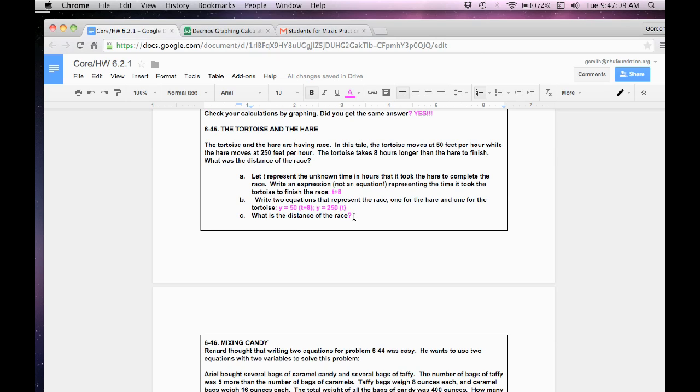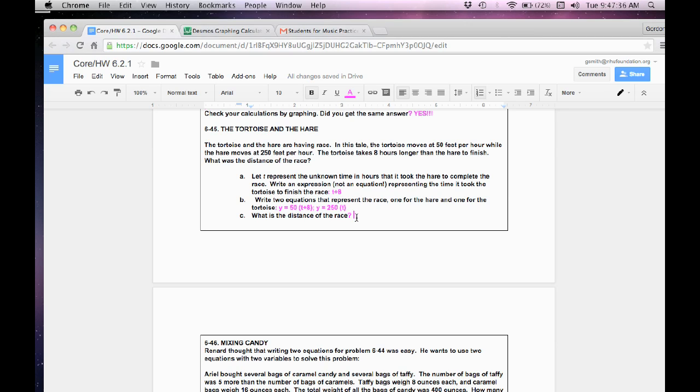Okay, so we have these two equations. So now we're going to find the distance of the race by setting this expression, 50 times t plus 8, equal to 250t. When we do that, we get an equation that only has t and no y, allowing us to solve for t, for time, and then we can use our t value to find y, our distance, which is the question we're actually trying to answer. So it's a bit challenging.